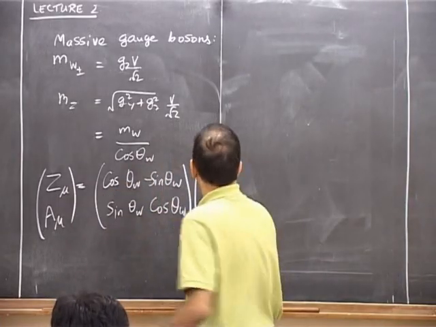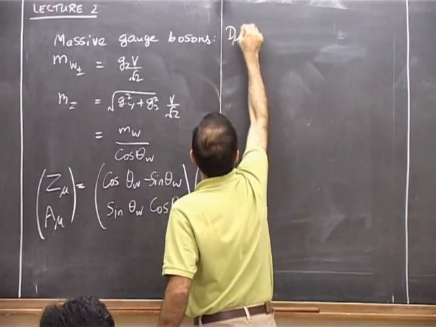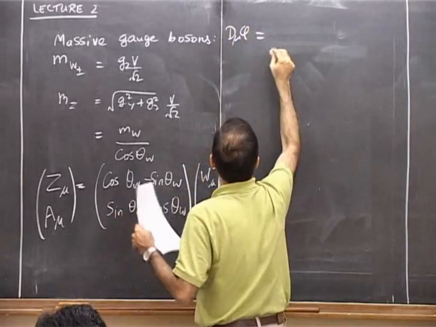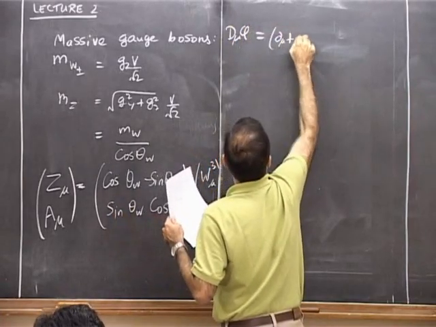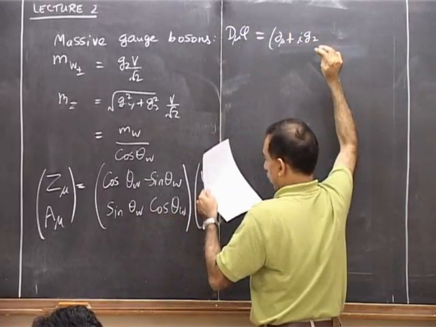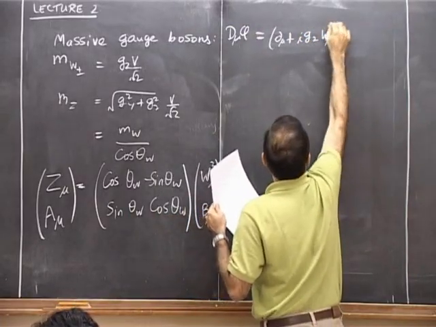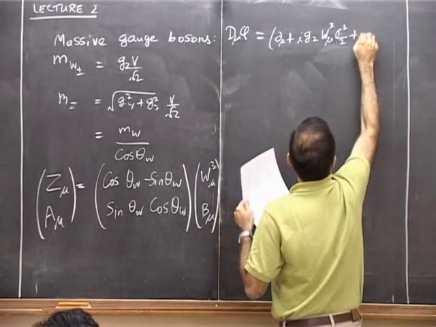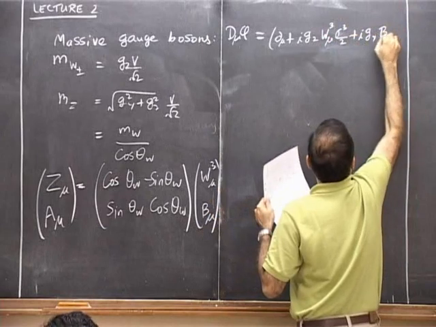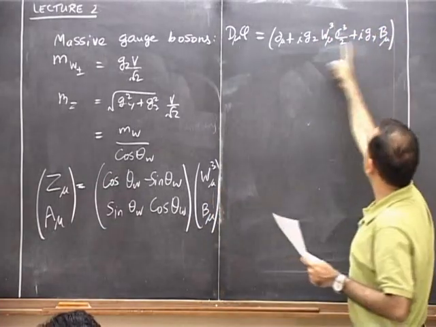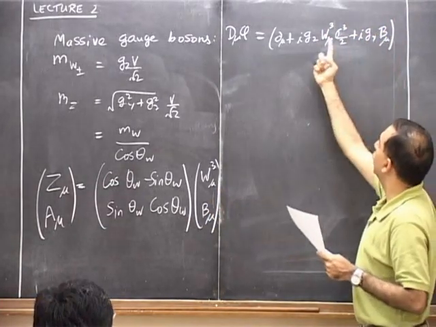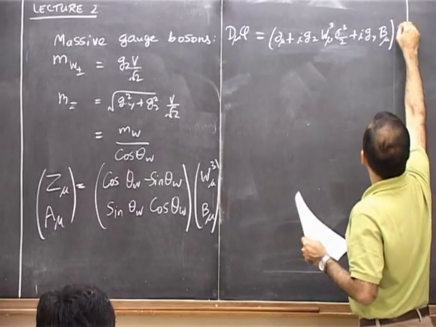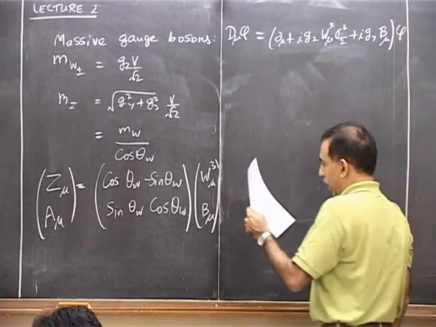And to see that, we can recall that the covariant derivative on the Higgs field was d mu plus i g2 W mu 3 times sigma 3 by 2 plus i gY B mu. So this whole thing is a 2 by 2 matrix. Here it is identity and here is sigma 3, and it's acting on the two component phi.